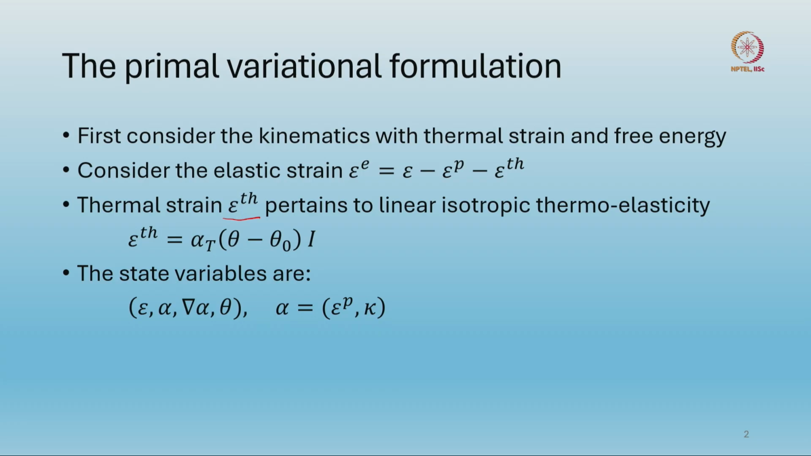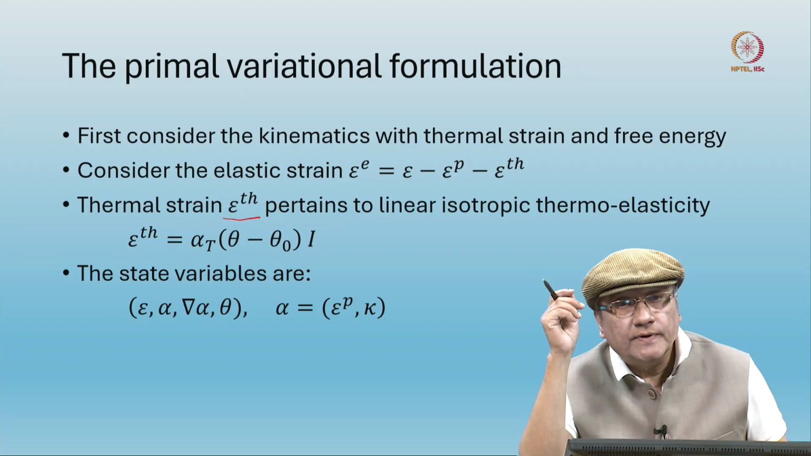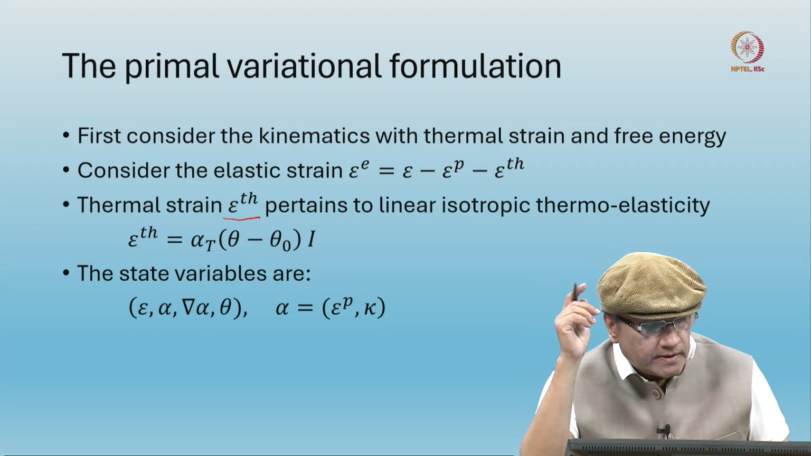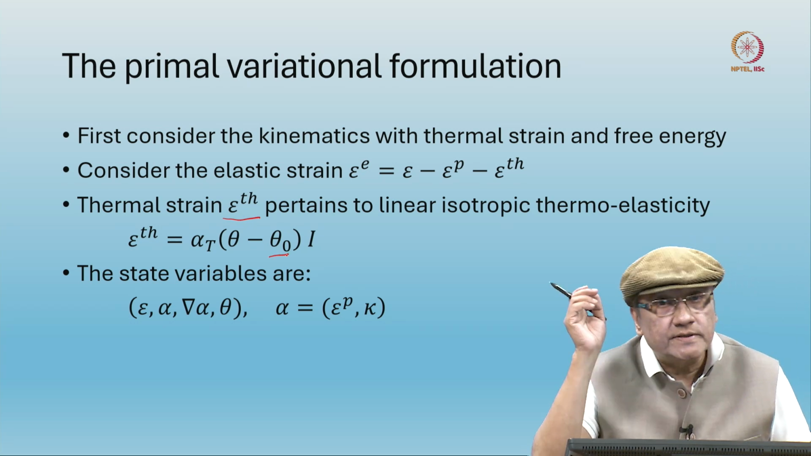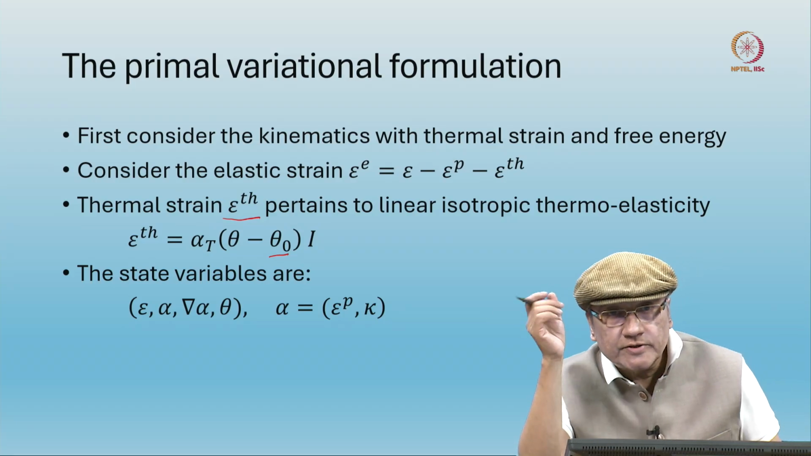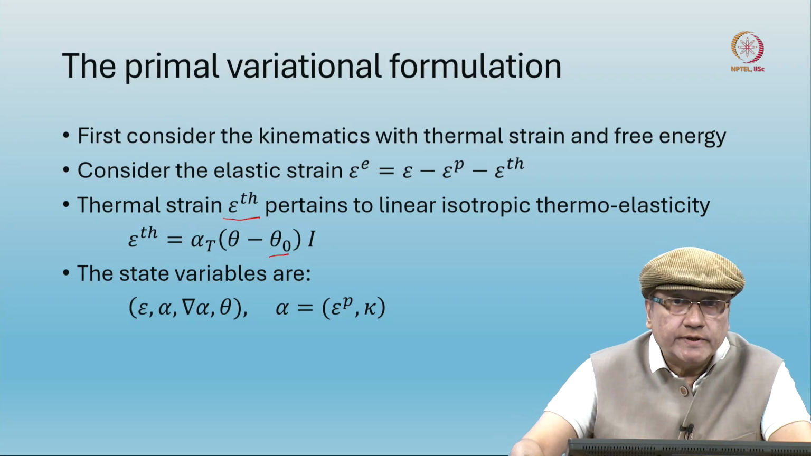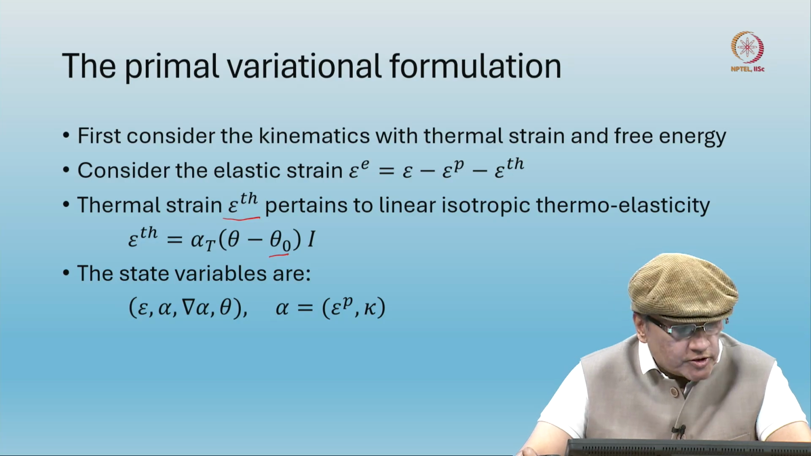So it will be related to a coefficient alpha t of linear thermal expansion, and theta 0 is a reference temperature, theta is the present temperature. So depending on the temperature difference, we have the epsilon thermal. Okay, I is the identity tensor. So essentially this is the idea.